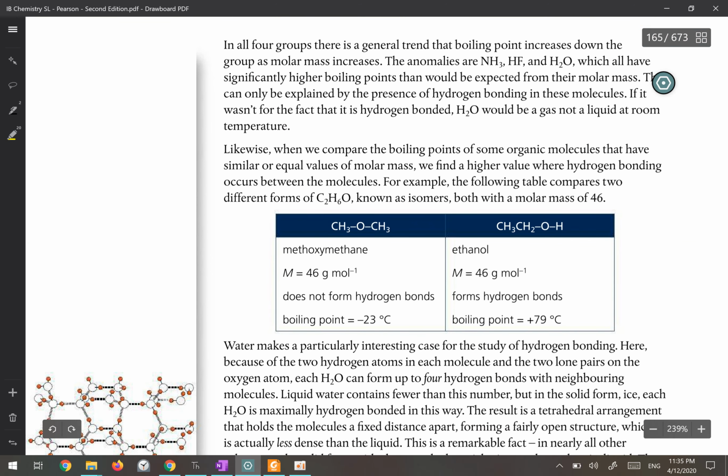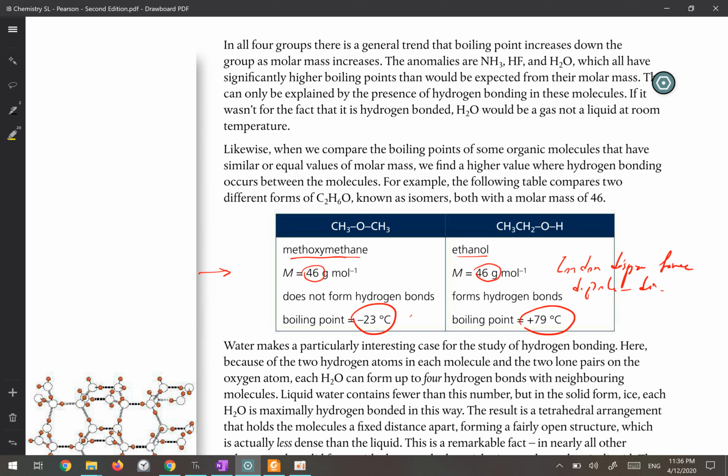So look at this table that you have here. You have two types of molecules. One is methoxymethane, CH3OCH3, and the other one is ethanol, CH3CH2OH. Ethanol is an alcohol, methoxymethane is an ether. The molar mass of both of them is equal, 46. So it means the London dispersion force for both of them is almost equal. Both of them are polar molecules, so both of them have dipole attraction. But why is the boiling point of ethanol positive 79, but for methoxymethane it is negative 23?